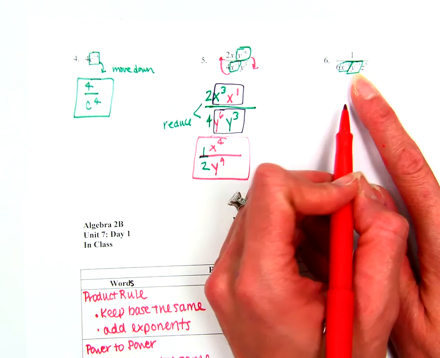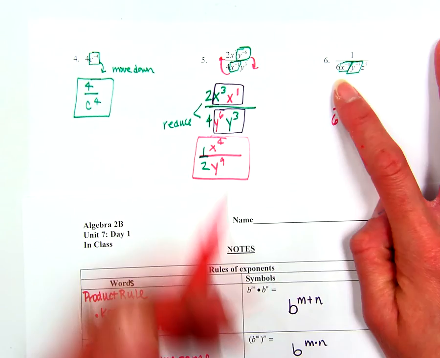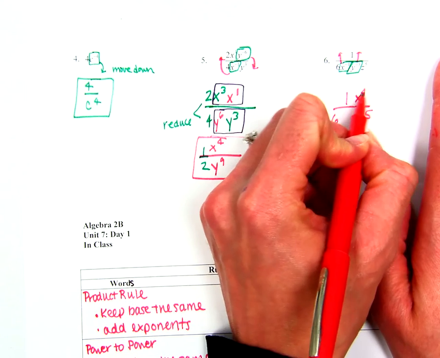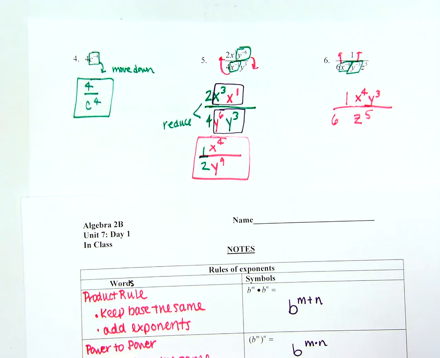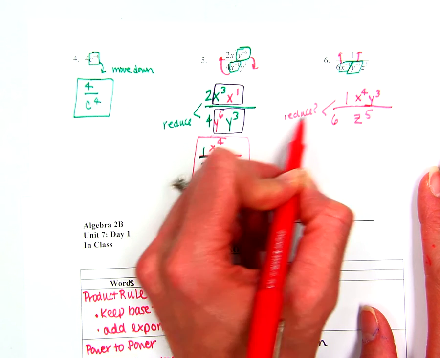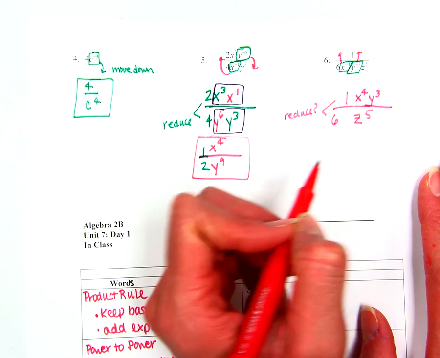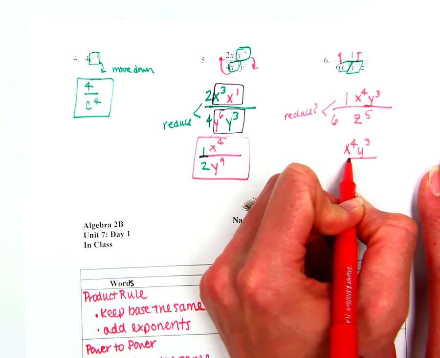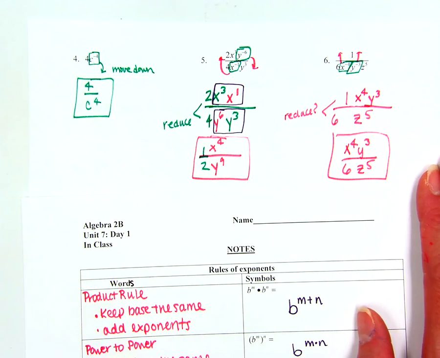All right, so in number 6, the 1 stays there, the 6 stays there, the z to the 5th stays on the bottom, but these two quantities move up to the top. So x to the 4th is now on the top, and y to the 3rd is now on the top. All right, so now look, can you reduce 1 6? No. Can you add or combine x, y, and z? No, because they're all different, so this would be your final answer. You can leave off the 1. That might be the only thing to really change, but otherwise, there's your result.